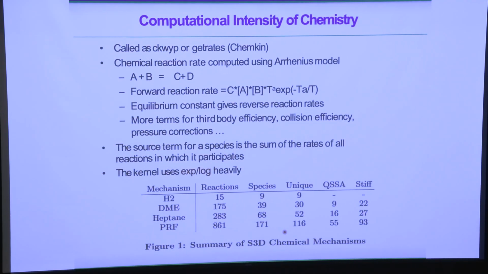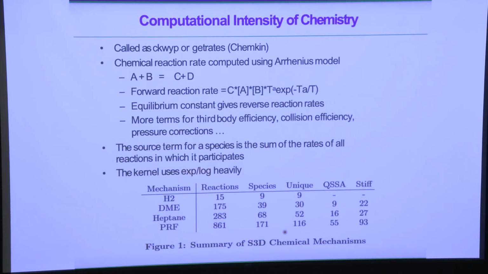For chemistry, we are coupled with the solver Chemkin or with Cantera. And if any of you are familiar with Chemkin, you have to call a routine called CK-WYP, or in our code, we call it get rates. Chemical reactions are computed using an Arrhenius model in its simplest form, A plus B goes to C plus D.